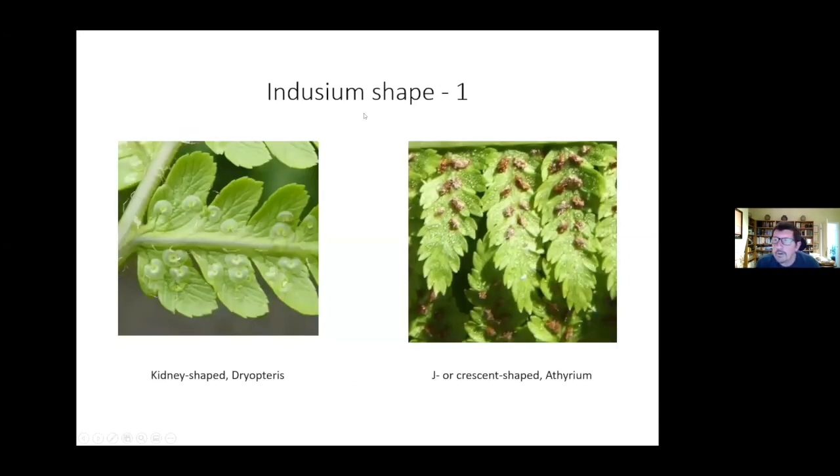So the shape of the indusium is quite important. As I've already said, we can have this kidney-shaped one. The technical term for that is reniform, and it's characteristic of the genus Dryopteris, which is a very common genus in Leicestershire. So this is the one we need to look at. There's another one which is J-shaped or crescent-shaped, and these are a little bit old when I got them, I'm afraid. But I think you can just see there, they're like a J shape or a crescent. They're certainly very different to that one. And this is the genus Athyrium. There's only one common species in Leicestershire, which is lady fern, that has these.